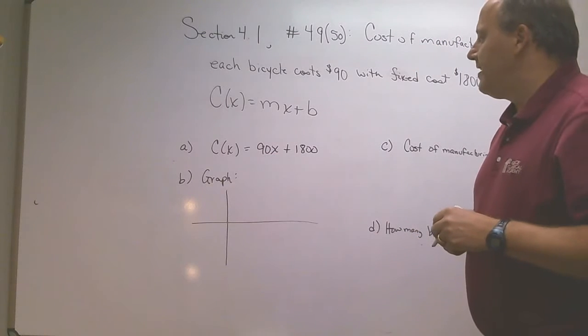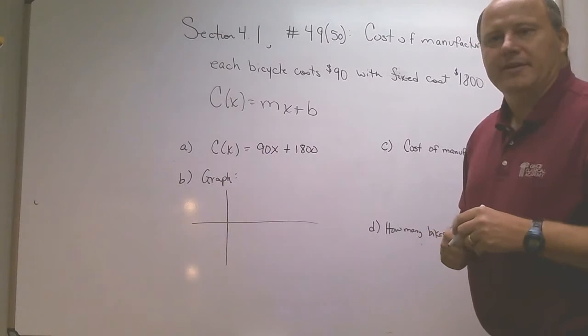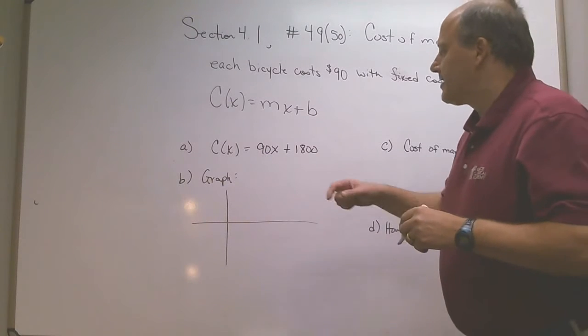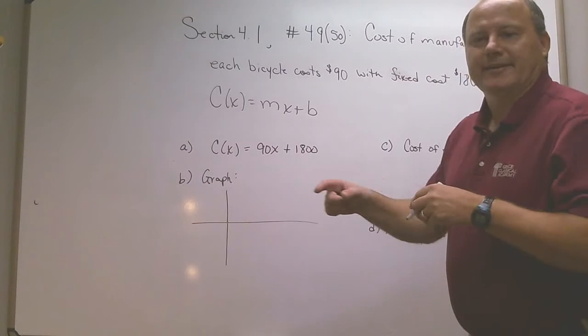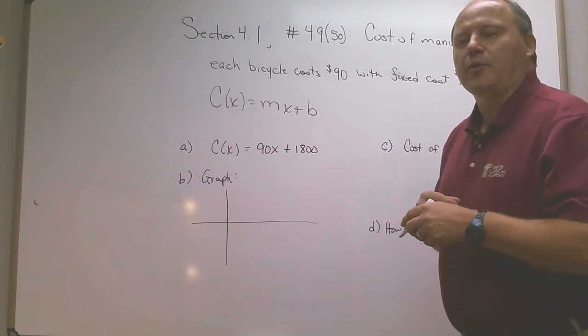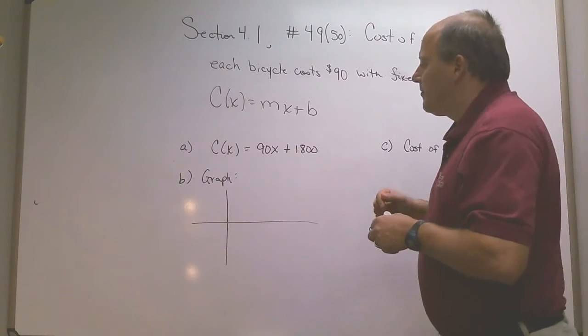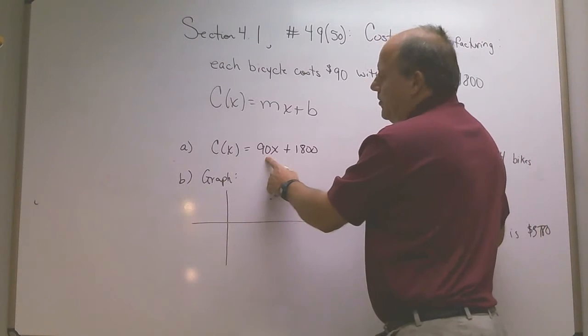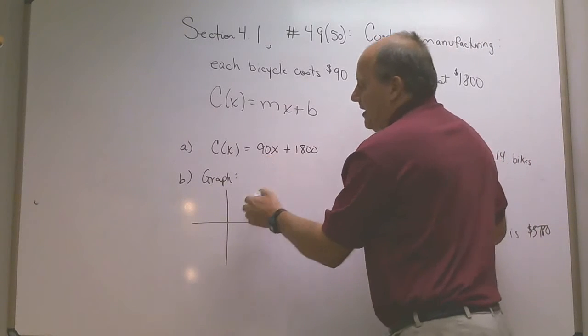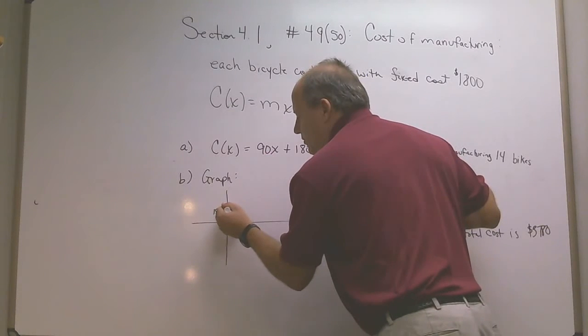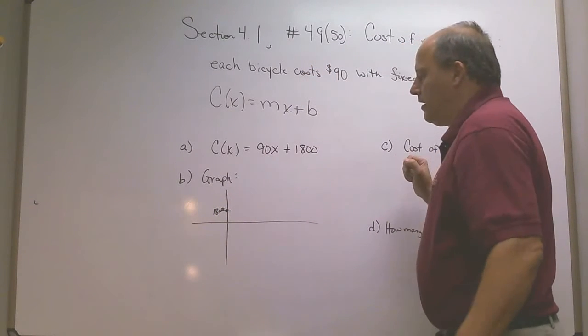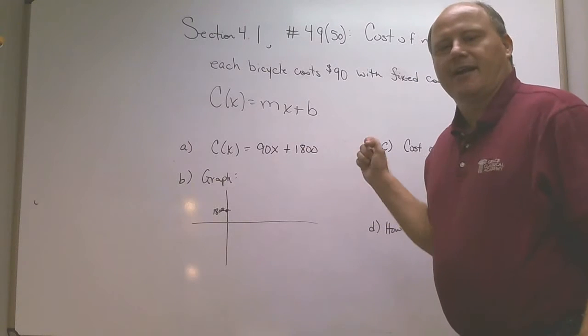And then using that information, I can graph it. And again, it's kind of tough to graph with such big numbers, so you have to scale it in a way you want to do it. But if the number of bicycles you create was none, you'd have $1,800. Okay, and what I would do is try to scale it out way out here.